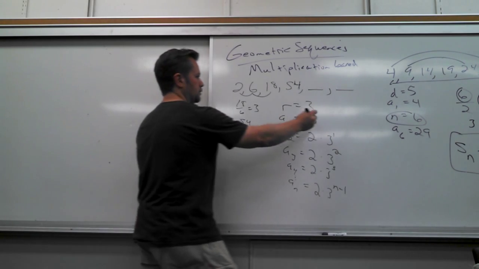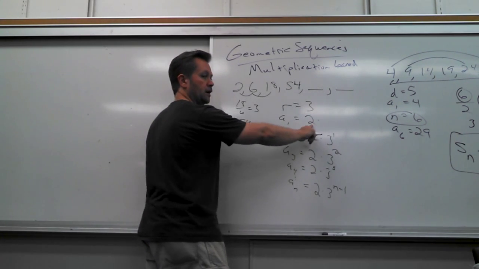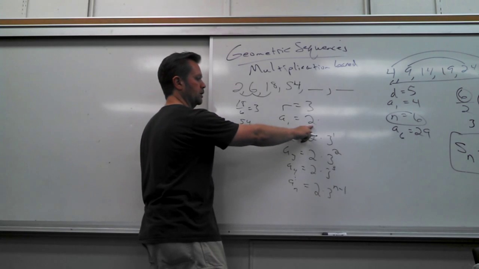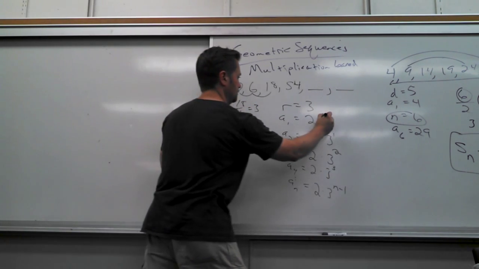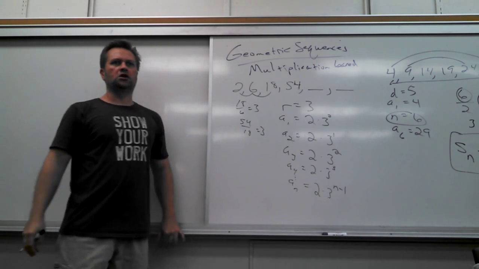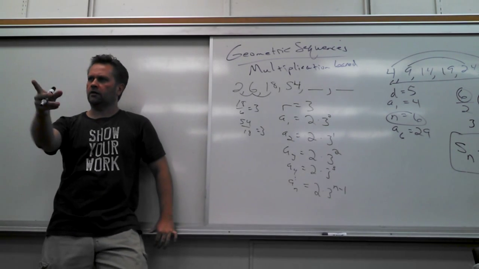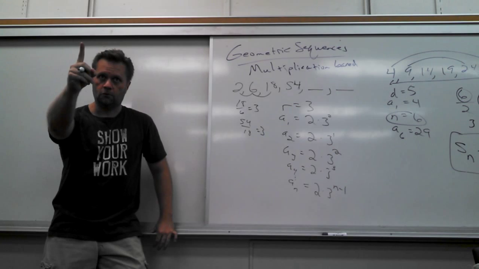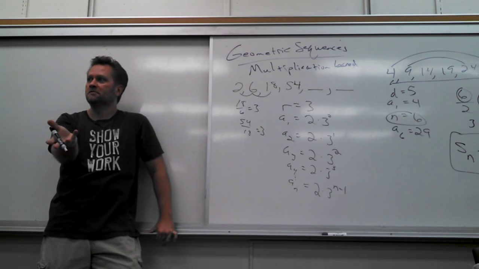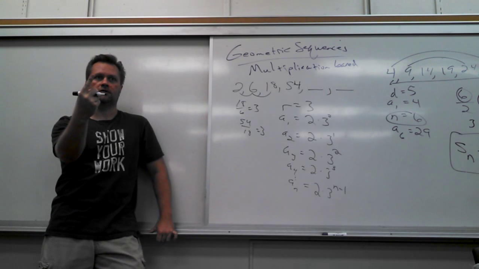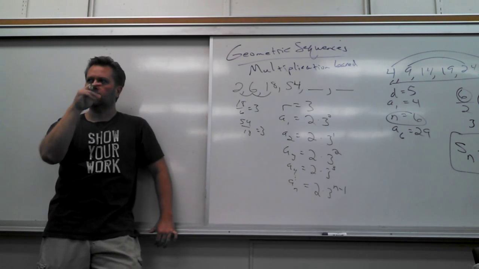And just to make sure you understand, to get to 2, how many 3's did I multiply by? None of them. Which is a really good way of remembering that 3 to the 0 power is 1. Because if you don't multiply by any 3's, you stay the same. 1 does that. That's why 3 to the 0 is 1.